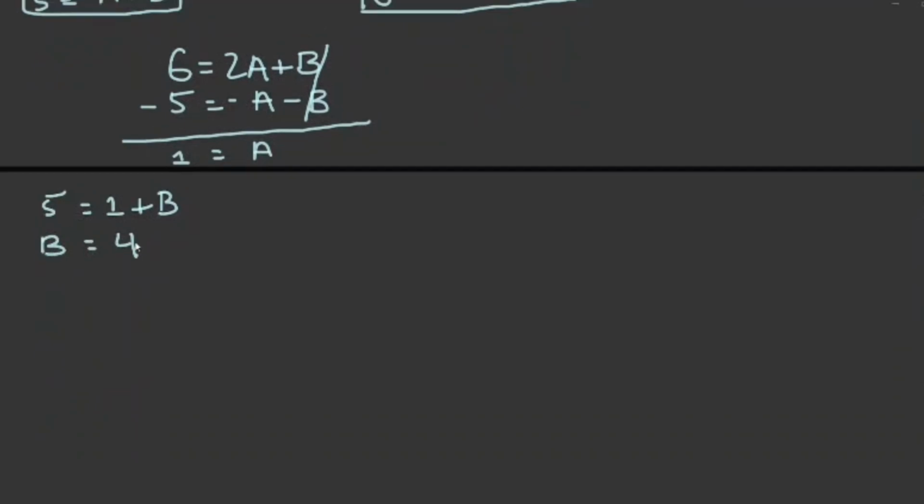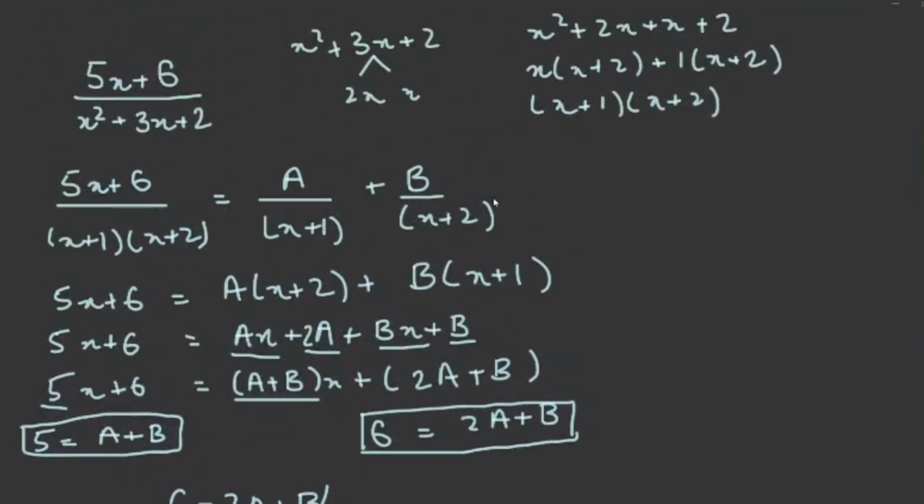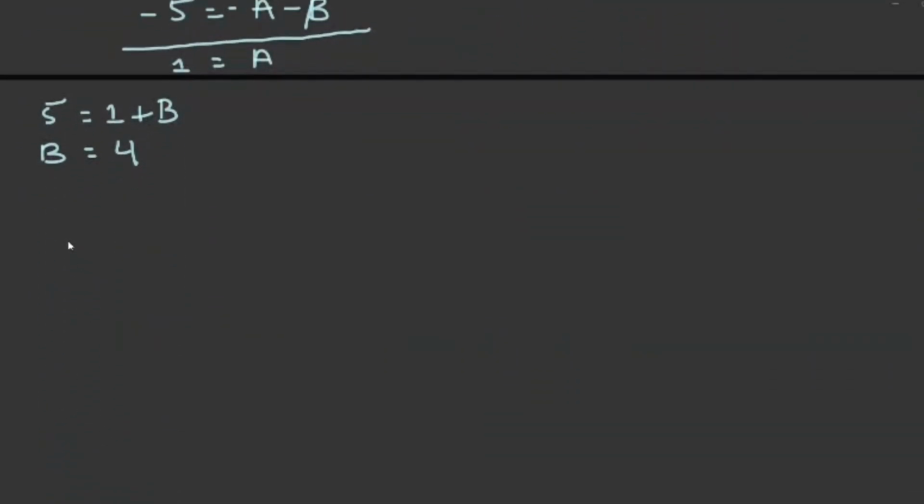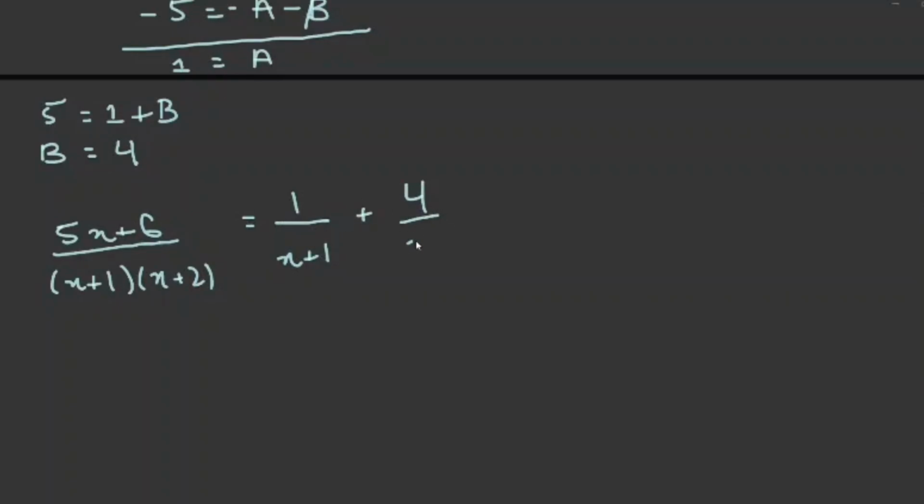Now we would just take these values and plug them in this equation. Let's call this equation 1. I will just plug them in this equation. We can write this 5x plus 6 over x plus 1, x plus 2, equals 1 over x plus 1 plus 4 over x plus 2. And that was it. That's how we solve partial fractions.